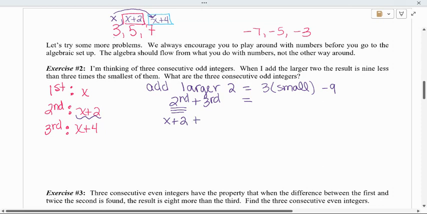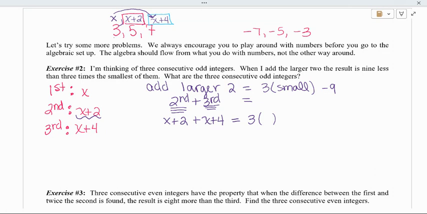Plus, what algebraic expression represents the third integer? Plus x plus 4. So that's the sum of the larger 2 is 3 times the smaller integer. What is the smaller integer? Just the smallest one is what? Just x, right? The smaller one is just x minus 9.